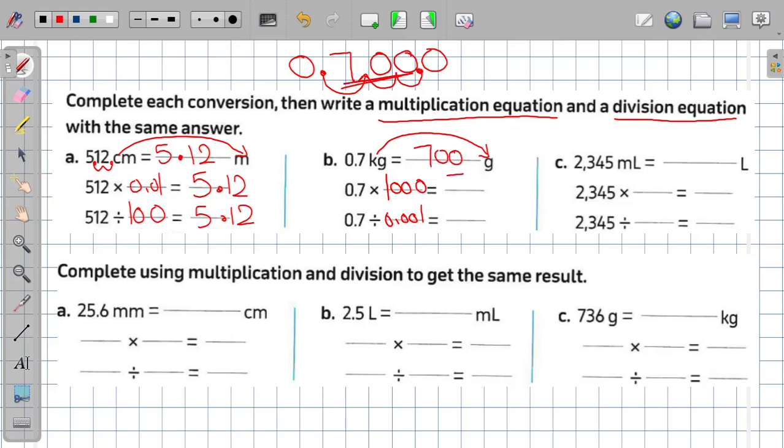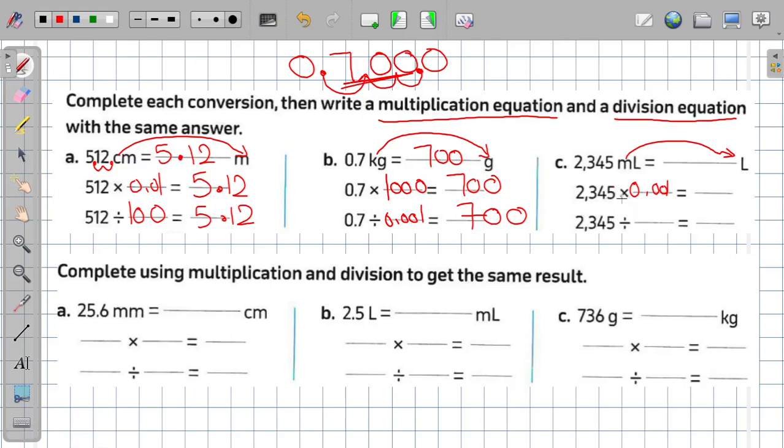So the result will be 700 gram. Next, I have 2345 milliliter and I wanted to convert it to liter. Okay, so from milliliter to liter, we will multiply by what? We will multiply by 0.001 or 1000th.